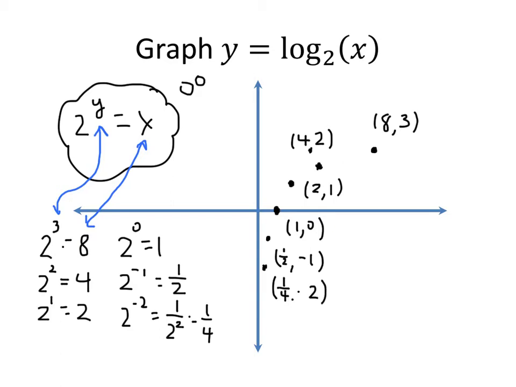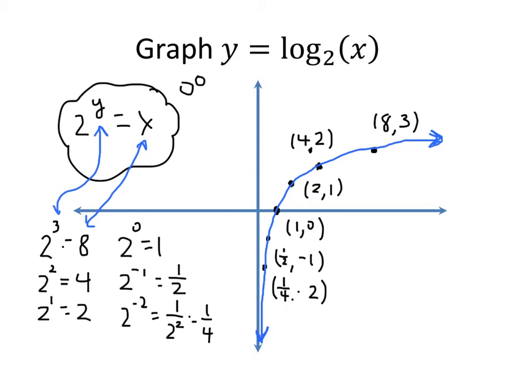So this is enough points for us to get the general shape of what this curve looks like. It's going to look something like this. And as we get our x value closer and closer to 0, our y value is going to get lower and lower and lower. And so what we have here is a vertical asymptote. And then as x gets bigger and bigger and bigger, the y also gets bigger and bigger, but very slowly.